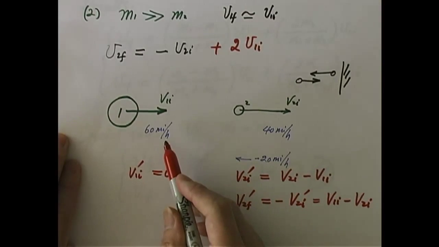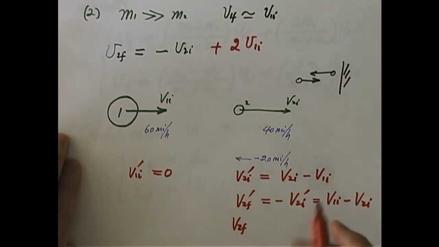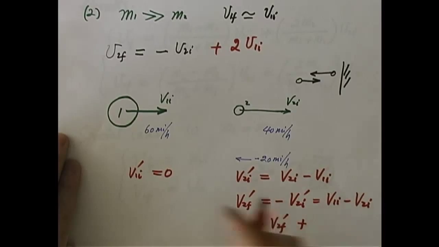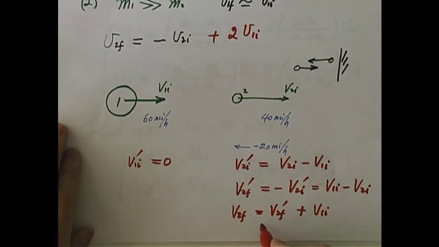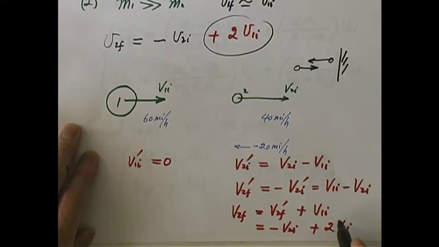So if I change that to notation, then I find V2 final, not using prime, which means going back to the road as a reference frame. That should be V2 final prime plus V1 initial, shouldn't it? So what is that equal to? Okay, let's see what the result is. Plug that in. You get V1 initial minus V2 initial, then plus another V1 initial, right? Isn't that negative V2 initial, which is this term, plus the sum of these two V1 initial? You see, that is where it came from. Look at this. Isn't that the same as that?